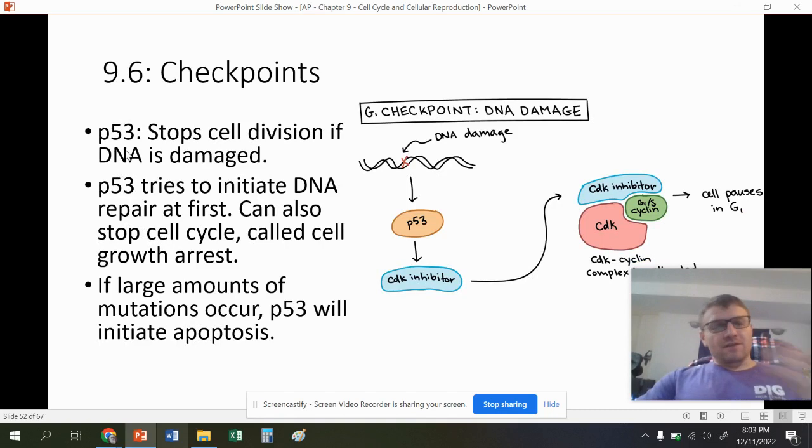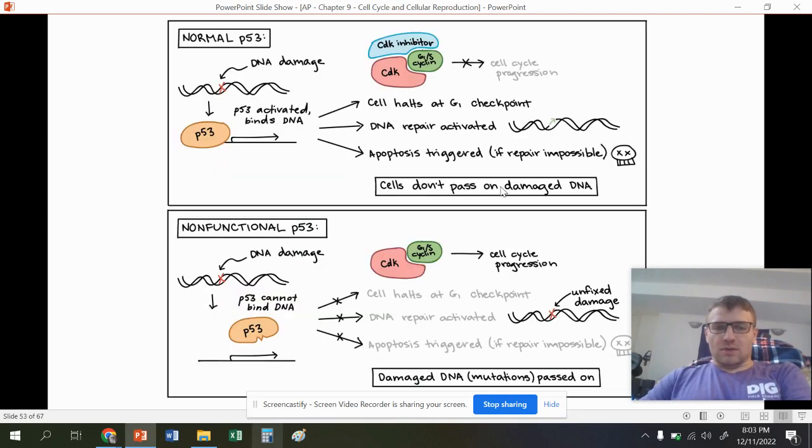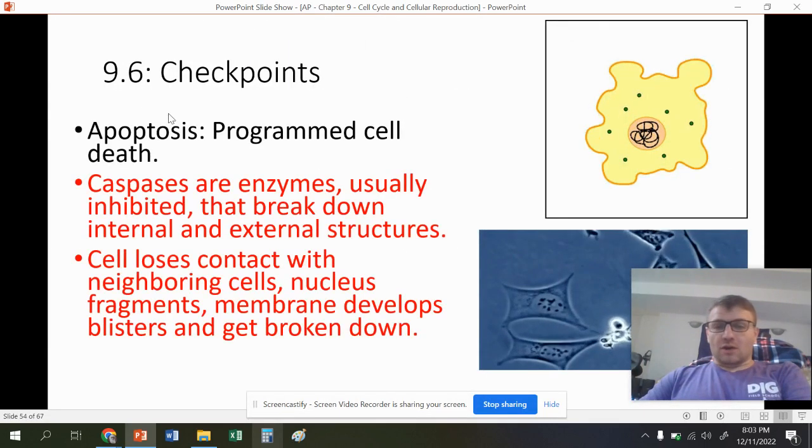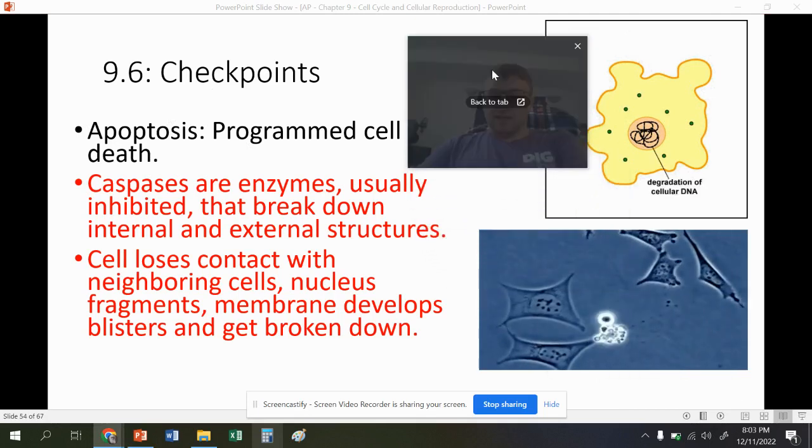Now, within these checkpoints is a protein called P53. This is when the checkpoint is going to use a protein called protein 53. This stops cell division if the DNA is damaged. This P53 will try to fix the DNA at first. If it can't, it will stop the cell cycle and fix it further. If it can't again fix the DNA from that point on, it will actually initiate something called apoptosis. So this checkpoint specifically will stop the whole cell cycle if there's enough DNA that's damaged. Now, at that point, the cell will go through apoptosis if it can't fix the DNA damage.